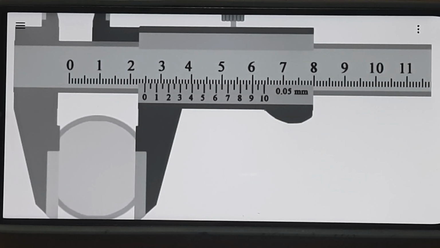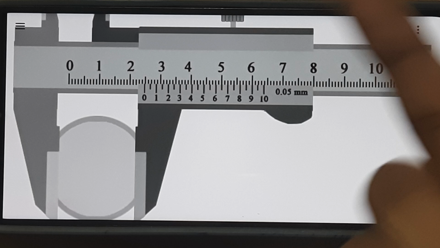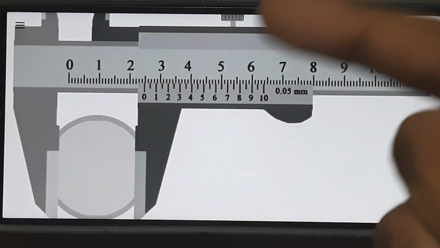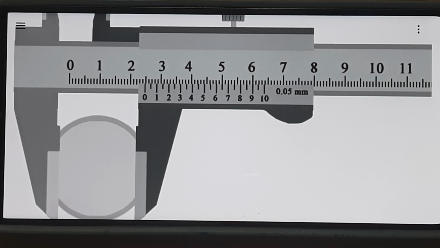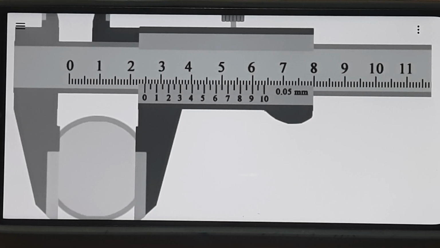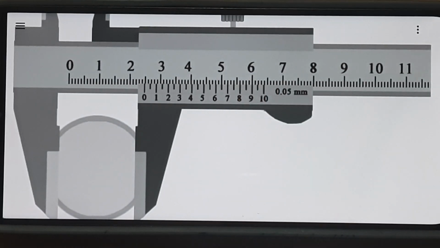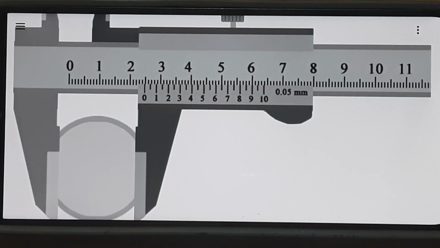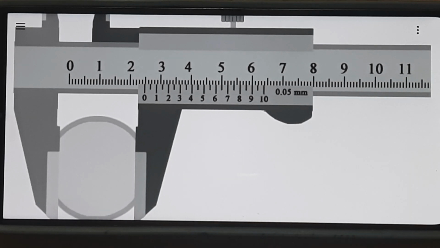Remember that for Vernier coincidence you have to check on the Vernier scale. Which number on the Vernier scale exactly coincides with a line on the main scale, that will be your Vernier coincidence or Vernier scale division. And here it is simply 9, a number. You should not mention 9 millimeter or 9 centimeter. You should just count it.